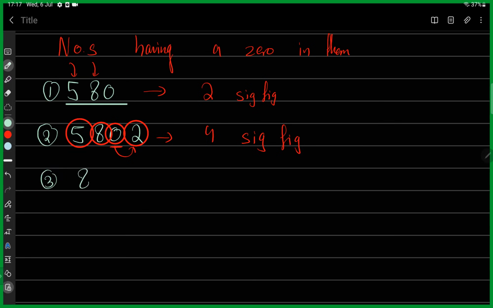What if I say we have 807000? Yes, students, how many significant figures? Please answer me quickly. 3. Excellent. Very well done. 1, 2, and 3, three significant figures. Now, why didn't I count these three zeros? Because we do not count zero as a significant figure. But why did I count this zero? Because if we have a non-zero number after zero, like this one, then you can certainly consider the zero as a significant figure as well.